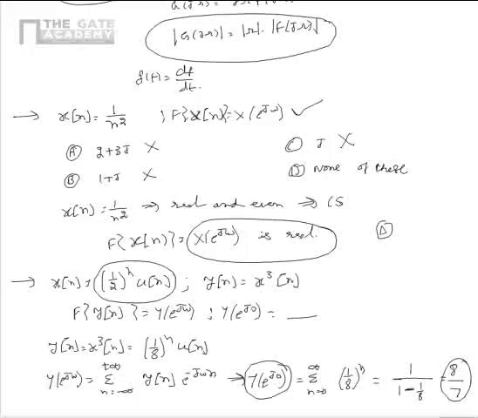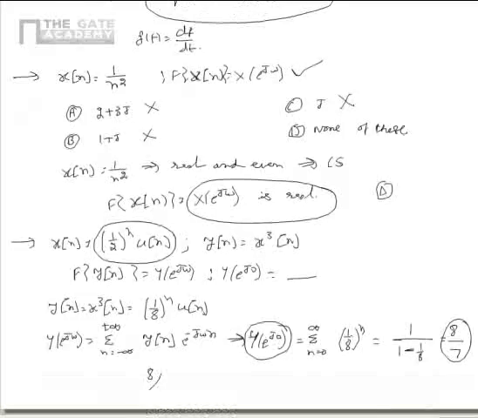So we can say that the required value of Y of e power j0 is 8 by 7 from above.